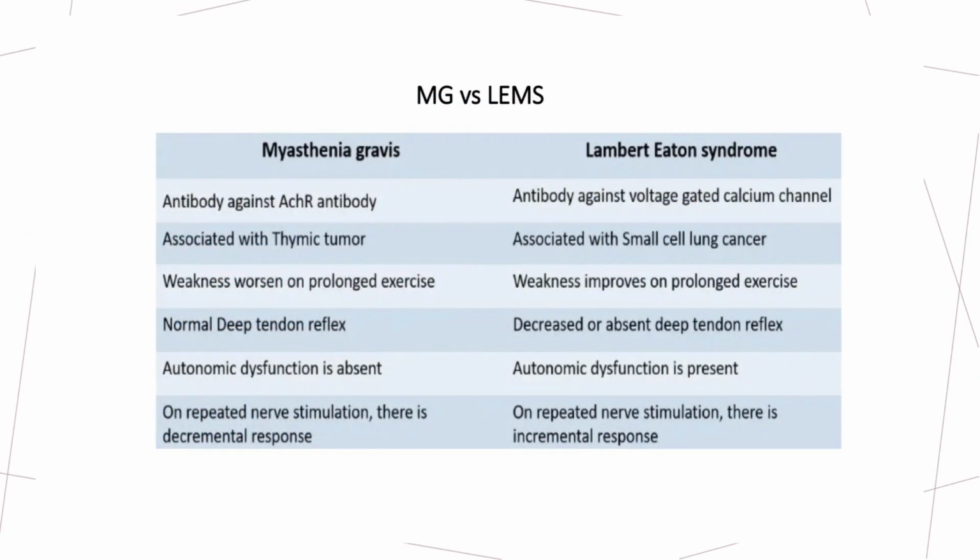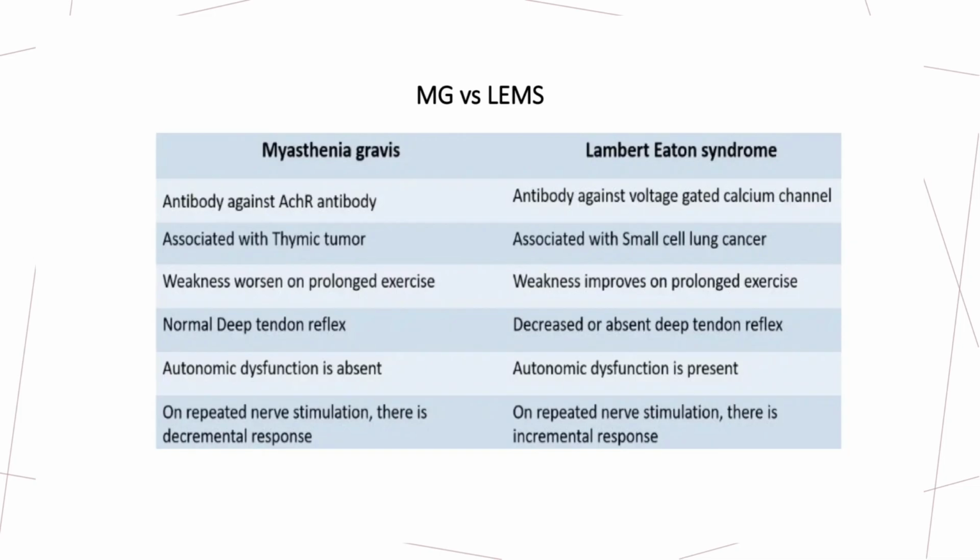And this is a table comparing Lambert-Eaton syndrome and myasthenia gravis. Clinically, the main difference is that myasthenia gravis gets worse with use of the muscles, and Lambert-Eaton syndrome will be the opposite. It gets better once you use the muscle. Also, in Lambert-Eaton syndrome there is a decrease in deep tendon reflexes and there is autonomic dysfunction. So look for patients who lose their blood pressure once they stand up, or who have orthostatic hypotension, okay?